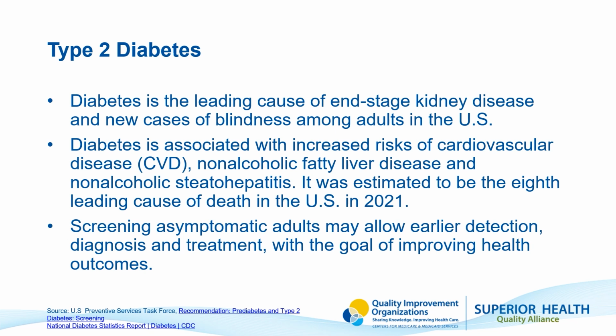Screening asymptomatic adults may allow for early detection, diagnosis, and treatment with the ultimate goal of improving health outcomes. This means that upon diagnosis of diabetes, individuals need to start testing and monitoring for kidney health, as one example.